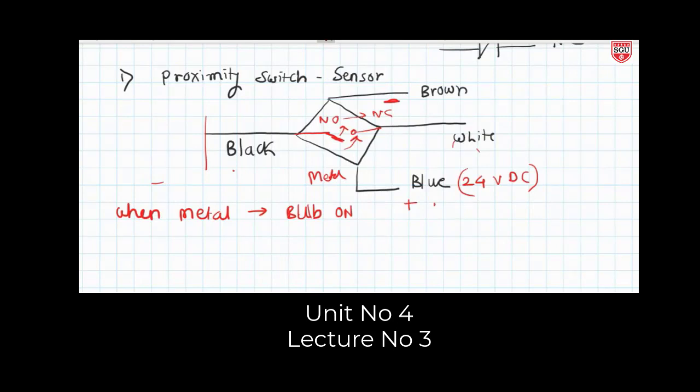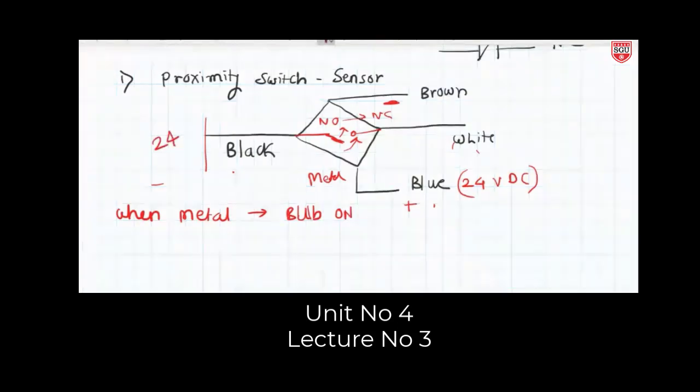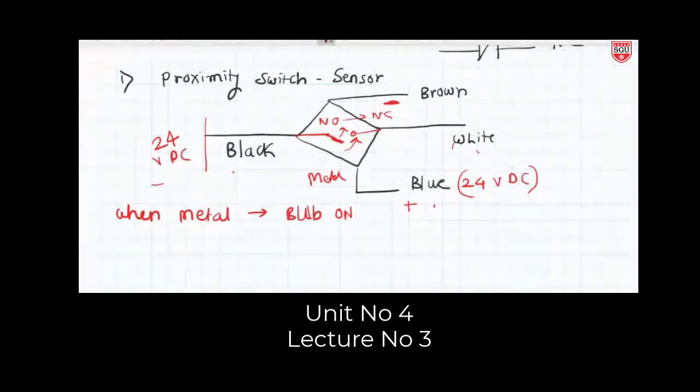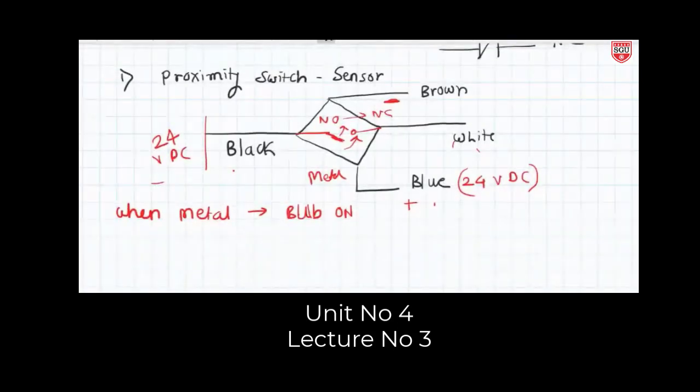I have given some wrong information that we can give the 230 volt to the sensor. If we give the 230 volt to the sensor, it will burn, simply it will burn. So we can't give the 230 volt to the sensor. Here also we are giving 24 volt depending upon the sensor. If it is 24 volt DC, then we have to give the 24 volt DC supply. If it is 12 volt, then we have to give the 12 volt DC supply.